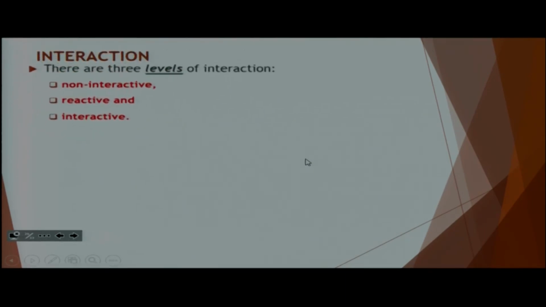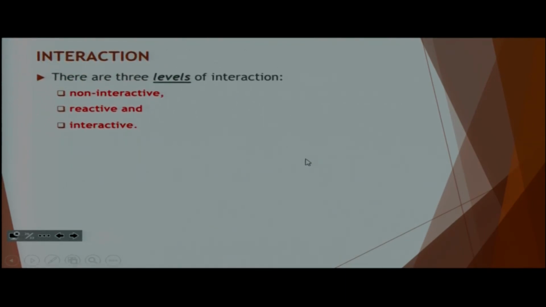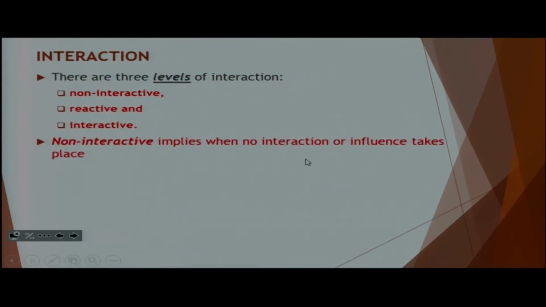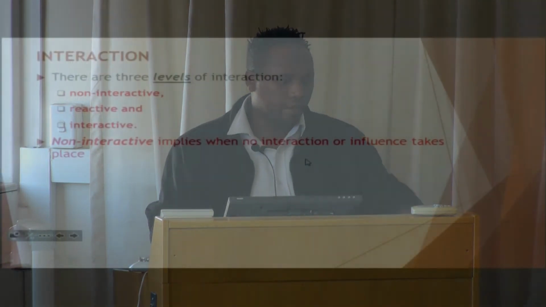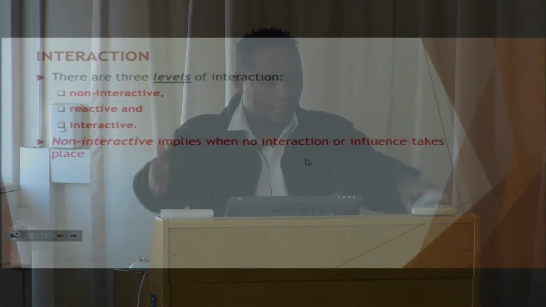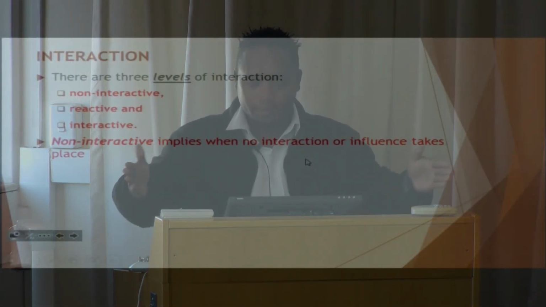Interactions: there are three levels of interactions, namely non-interactive, reactive, as well as interactive. Non-interactive implies when there is no interaction or influence between the two objects or between any hazards. There is no interaction at all. They're just sitting there. They're not interacting.